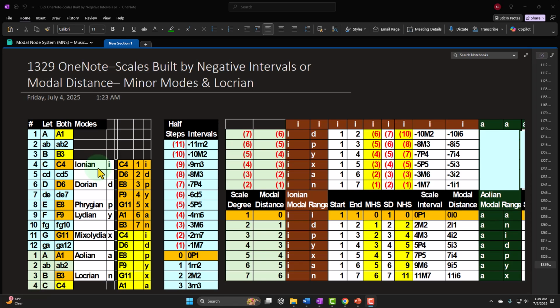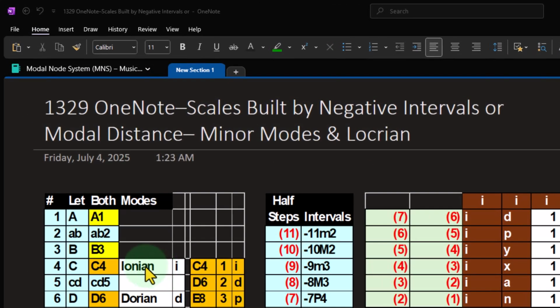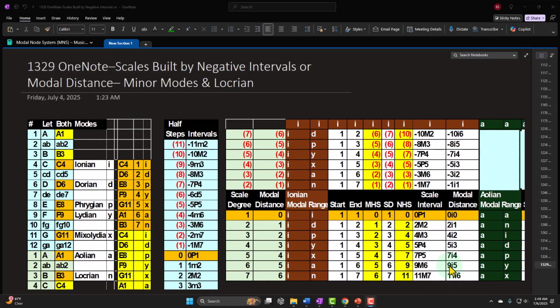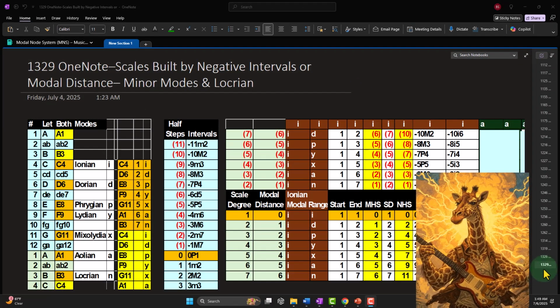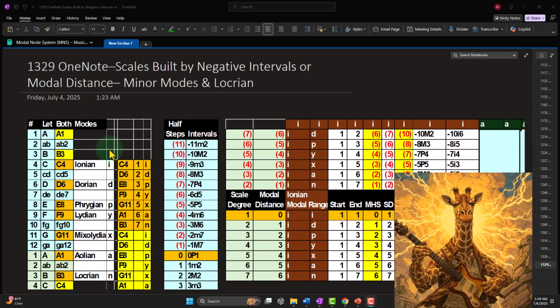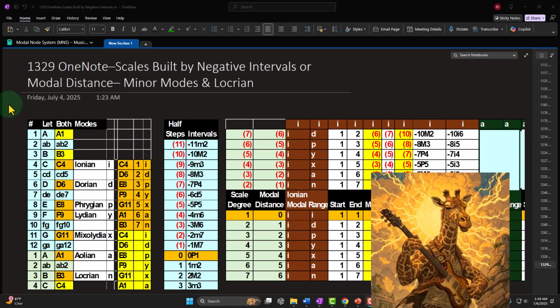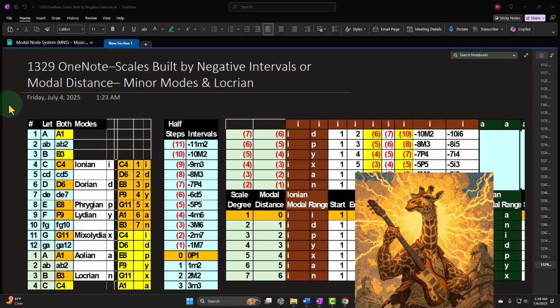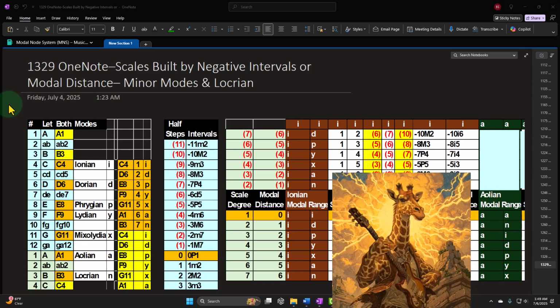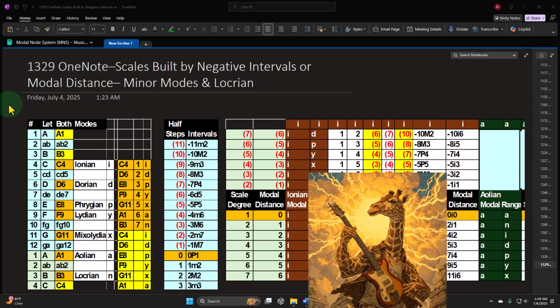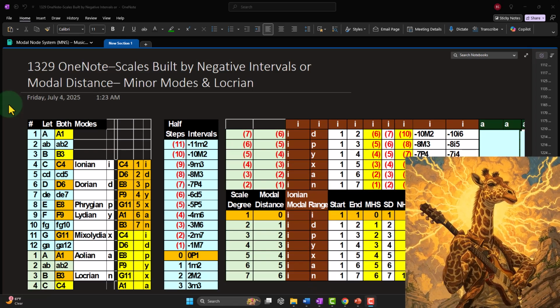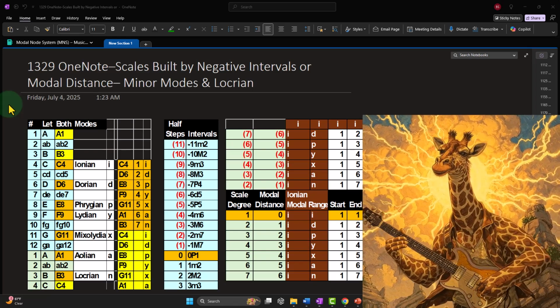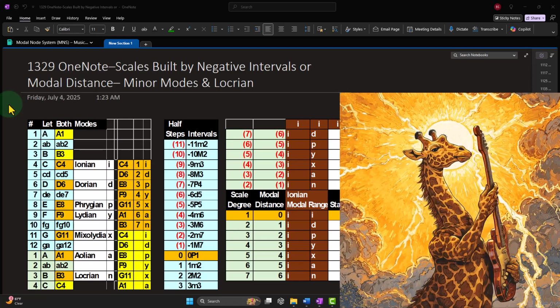You're not required to, but if you have access to it and would like to follow along, we're currently in the OneNote file of Modal Node System, MNS Presentation 1329, OneNote scales built by negative intervals or modal distance, minor modes, and Locrian. List of presentations, which we plan on adding plenty more to shortly. Also noting, within this OneNote presentation, we'll spend our time on the music theory side of things. However, we have another similarly named and numbered presentation where we build these tables in Excel, practicing our Excel music and table visualization skills all at the same time.